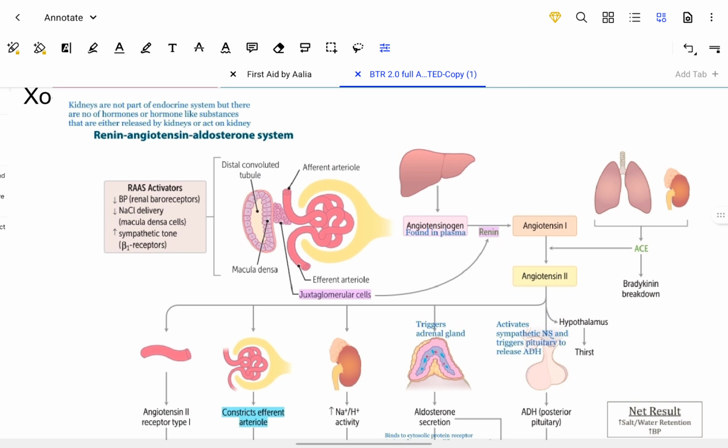Angiotensinogen is released by the liver and is found in the plasma. Renin converts angiotensinogen to angiotensin 1. Angiotensin 1 is converted to angiotensin 2 by the ACE enzyme, which is produced by the lungs. Okay, my bad. Lungs produce ACE.